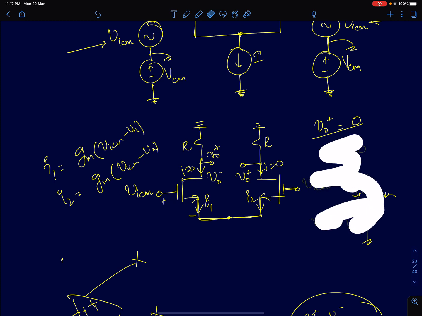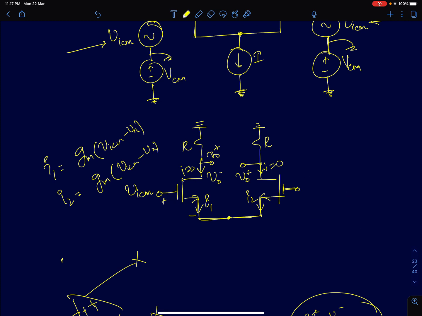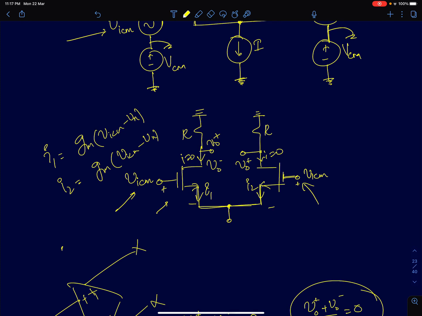Now to find the common mode voltage gain, I need to first find out the VGS, the source voltage at this point. If you recall, I have applied same inputs at both the terminals. Both the gates are at VICM. So first, I'll directly use the brute force way of calculating it. We just saw that I1 plus I2 equals 0. So you get this condition VGS1 plus VGS2 equals 0.